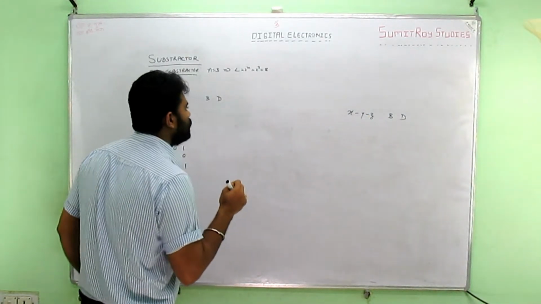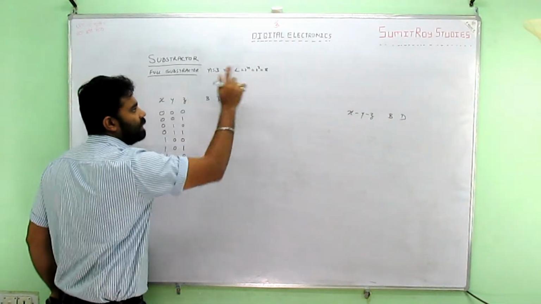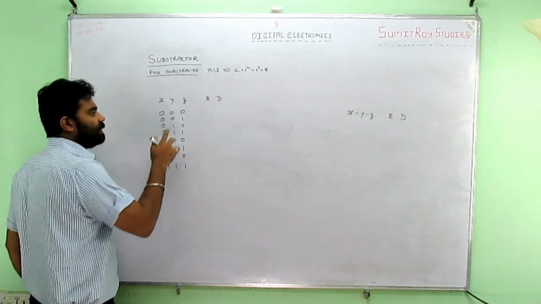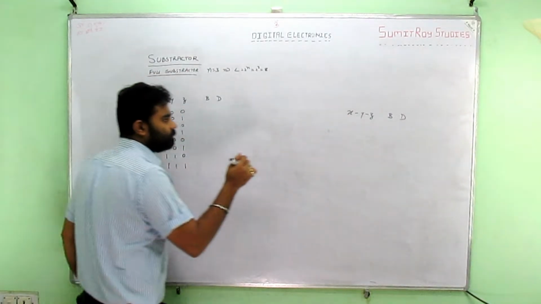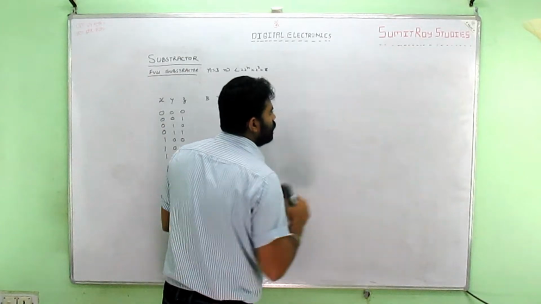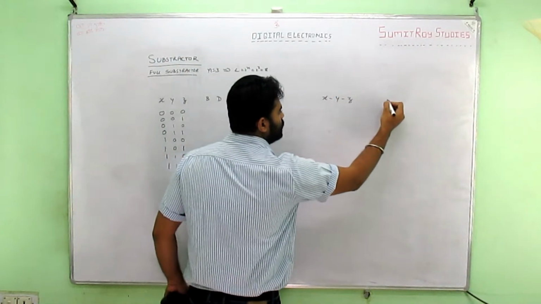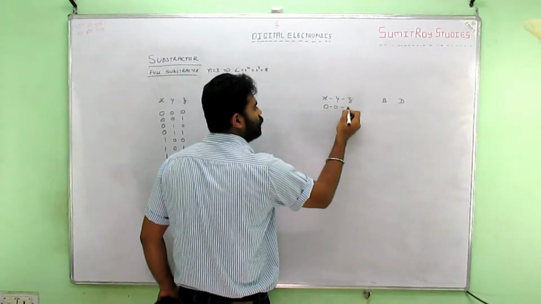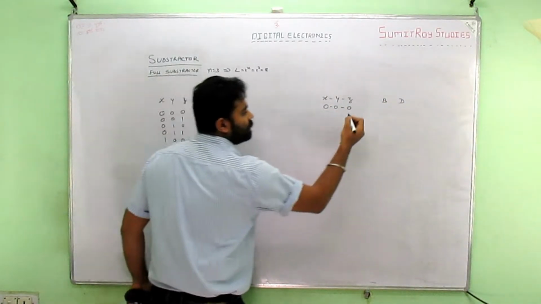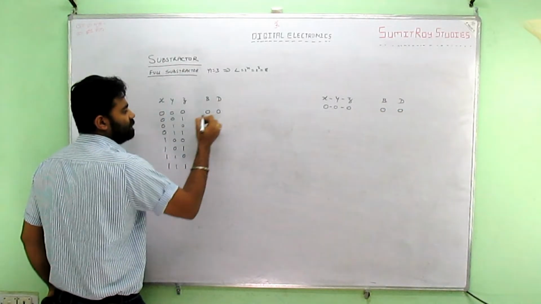There are 3 bits. So I've already written the possible combinations: if n equals 3, then the possible number of combinations is 8. So there are 8 possible combinations. And what we are doing here is subtracting, that is x minus y minus z, to give us borrow and difference. So if it is 0 minus 0 minus 0, then obviously no borrow is required and the difference is 0, that is no borrow and difference is 0.